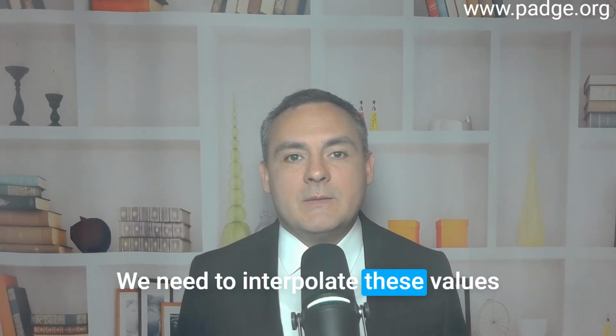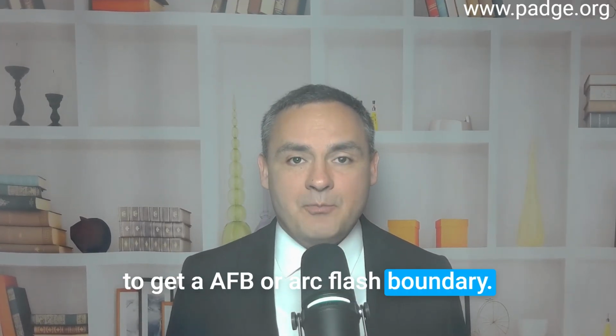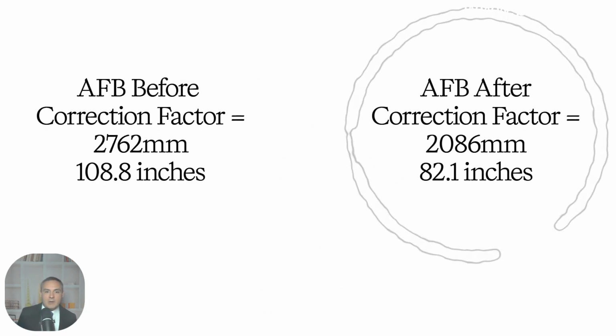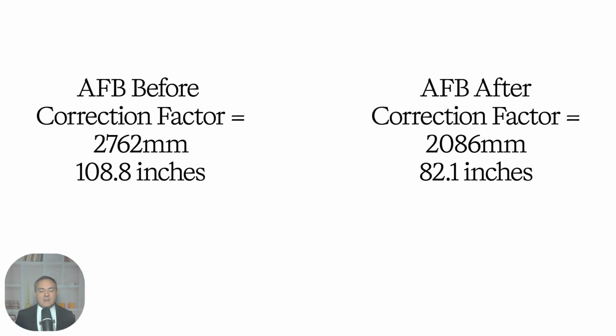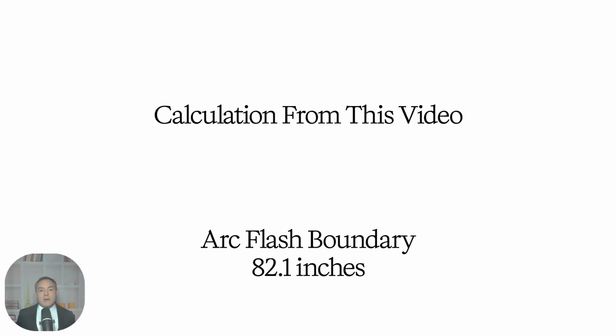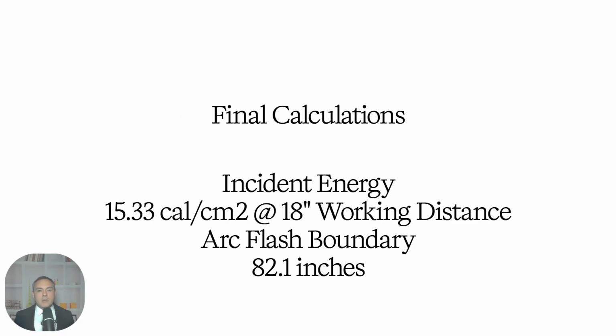We need to interpolate these values to get the arc flash boundary. This equation gives the value of 2,086 millimeters or 82.1 inches. In this particular case, the applied arcing current variation correction factor reduces the arc flash boundary, but that is not always the case. So also recall from video 7, we calculated incident energy to be 15.33 calories per centimeter squared. And from this video, the arc flash boundary we calculated to be 82.1 inches. These two values will go on our arc flash label along with the other minimum language required.